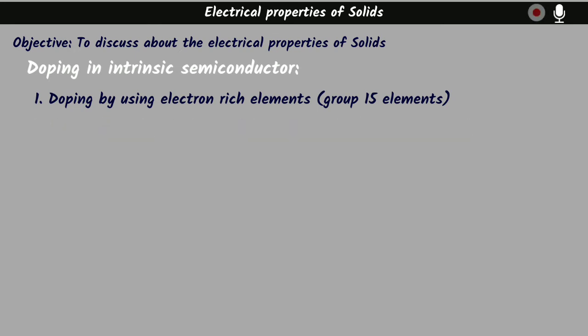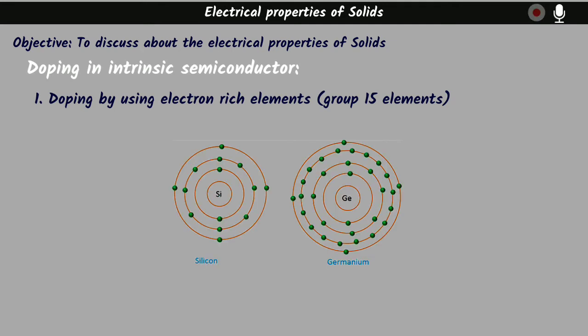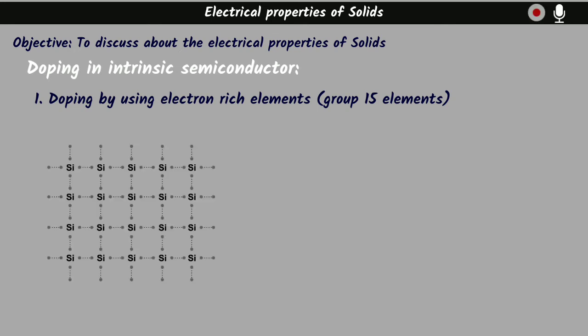That means group 15 elements. We know that silicon and germanium are group 14 elements, so that means they have a total of 4 outermost electrons in their valence shells. So silicon can form a total of 4 covalent bonds with 4 neighboring silicon atoms. Similarly, germanium can form a total of 4 covalent bonds with 4 neighboring germanium atoms.